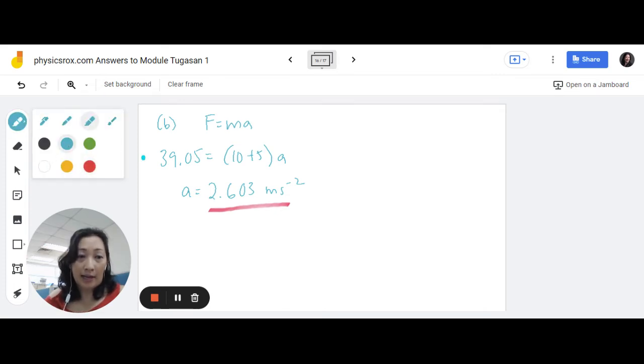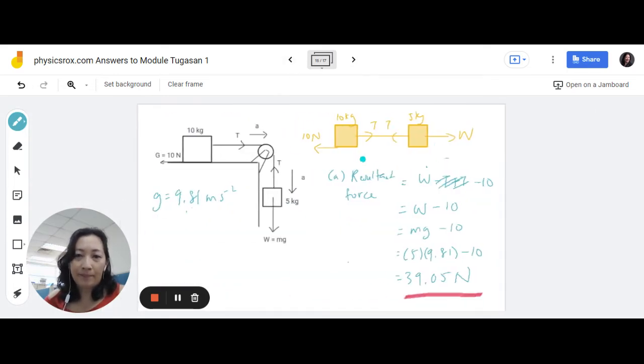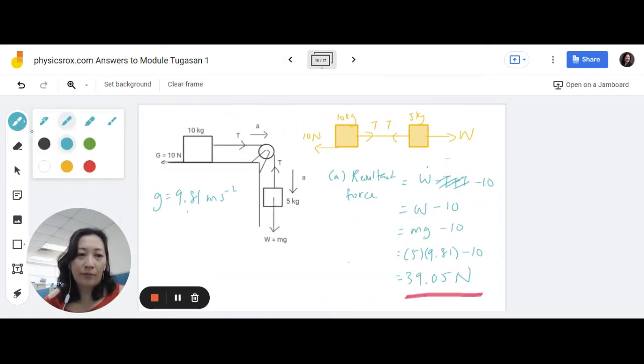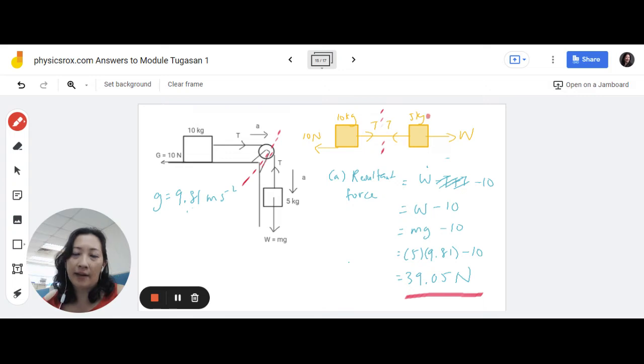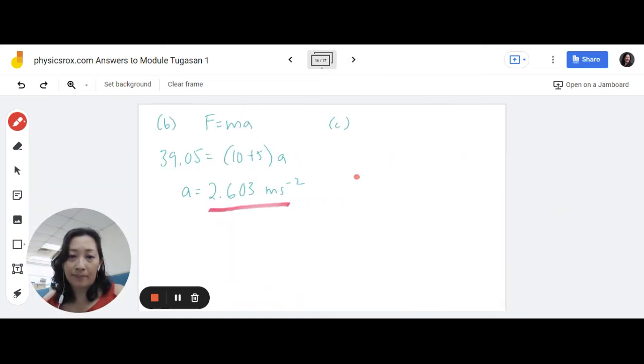To get the tension, what you can do is split it at the pulley section. You look at the left side only or the right side only. You can even split this diagram into left side and right side. I'm just going to copy and paste this diagram so that I don't have to flip between the slides on the Jamboard.